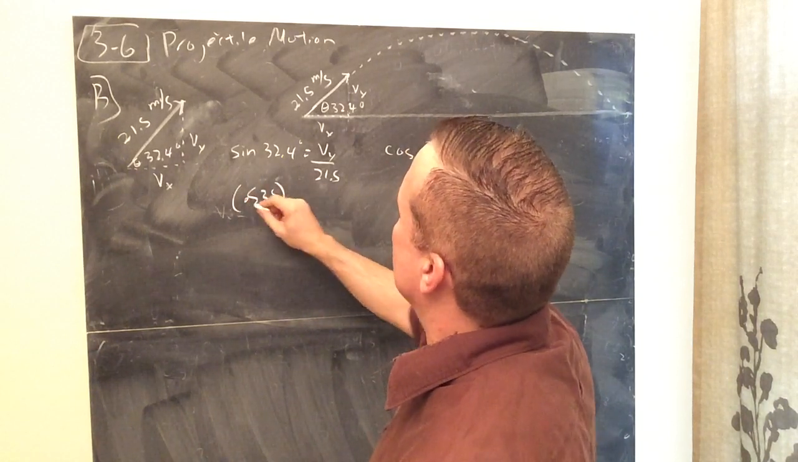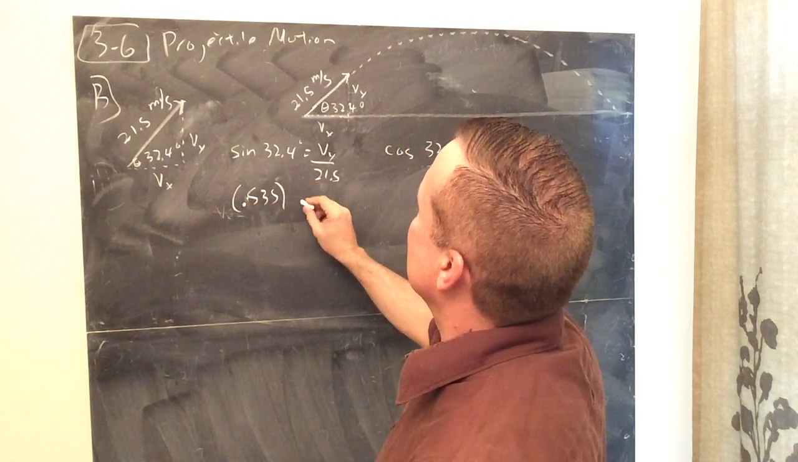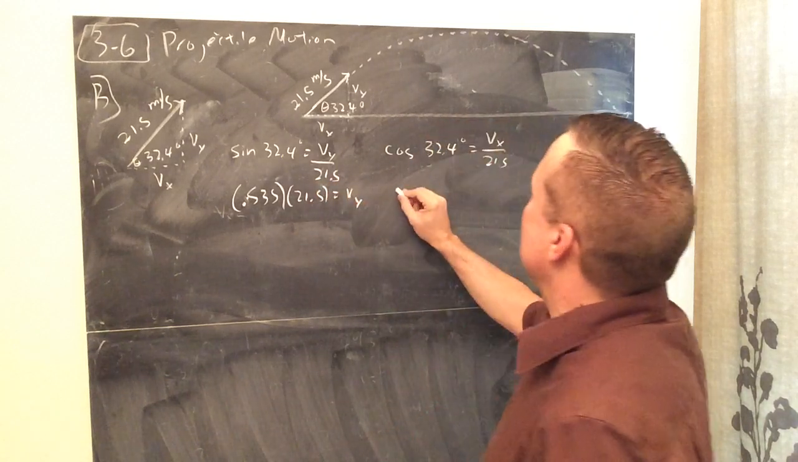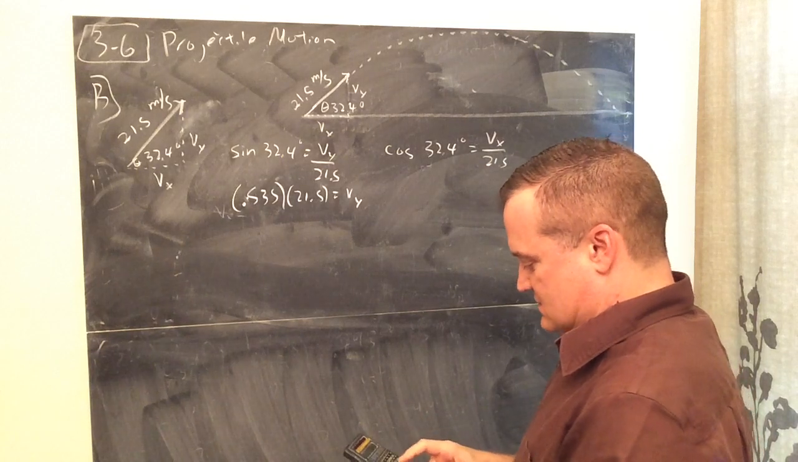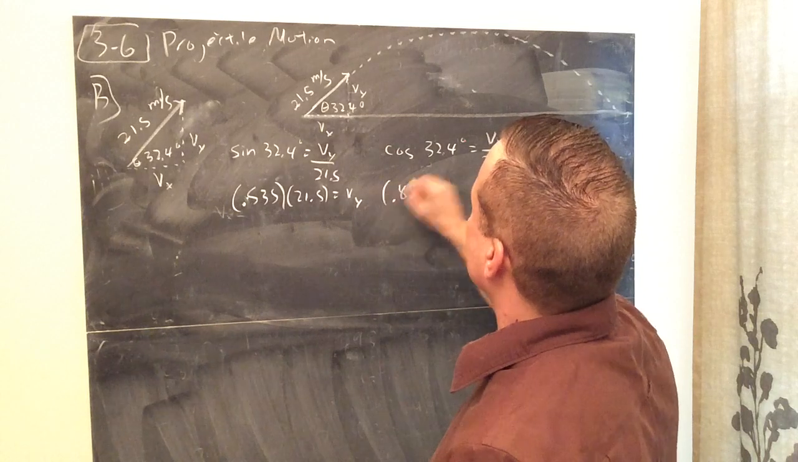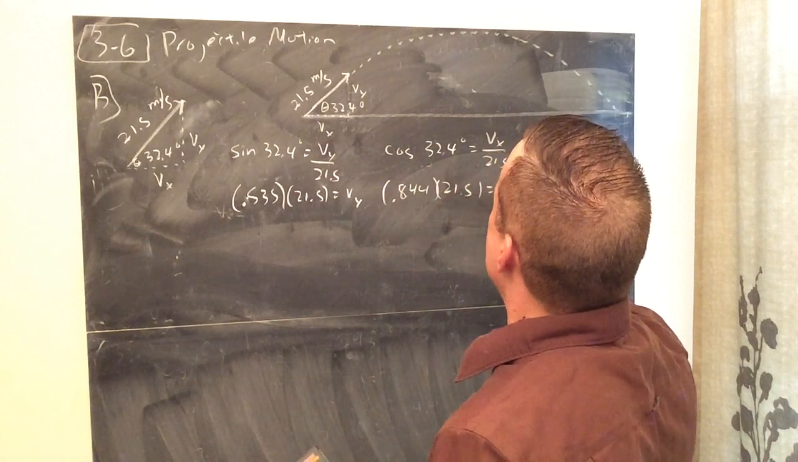And I'll multiply it by 21.5. So 0.535 times 21.5 equals Vy. And then here, cosine of 32.4 is 0.844 times 21.5 will give me Vx.